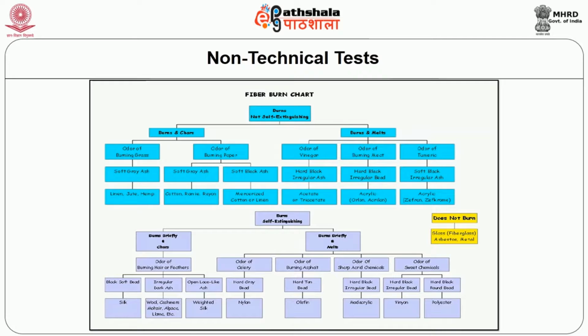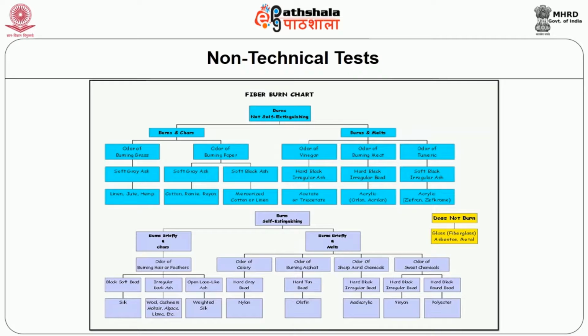The next broad category is the self-extinguishing and burns, under which there are two categories: burns briefly and chars, and burns briefly and melts. The first one is burns briefly and chars, under which silk fiber exhibits a black soft bead but an odor of burning hair or feathers. The same odor is exhibited by wool or even weighted silk.